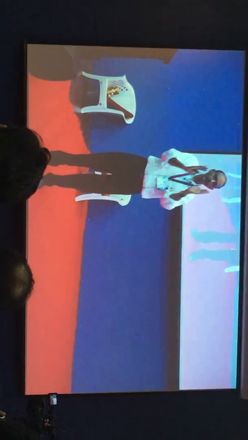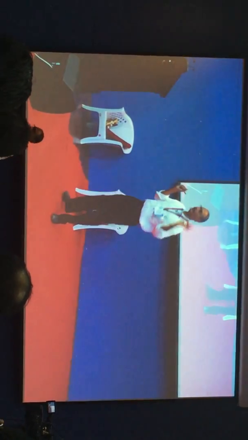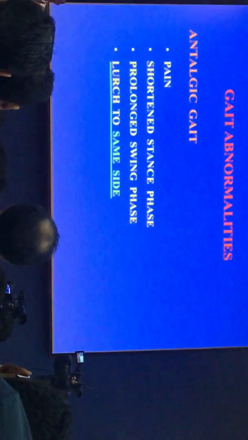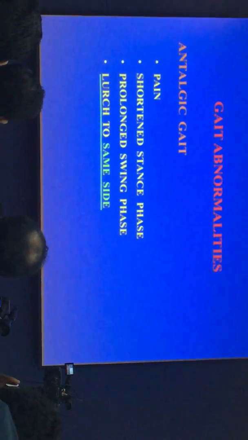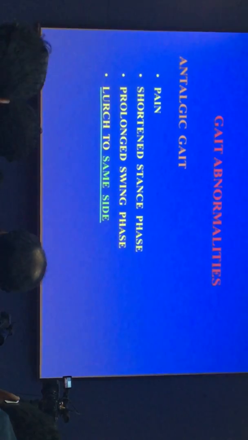The stance phase is shortened. That's the first precondition for an antalgic gait. When you say a painful gait, antalgic gait, you have to show the examiner that there is a shortening of the stance phase. So that is what you have to show. The lurching can happen to either side.